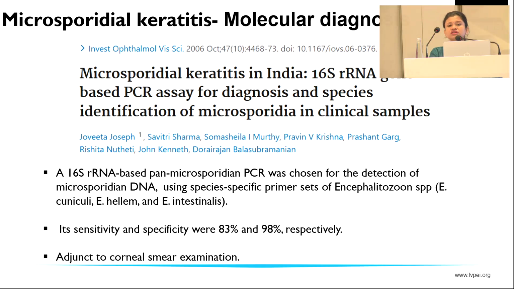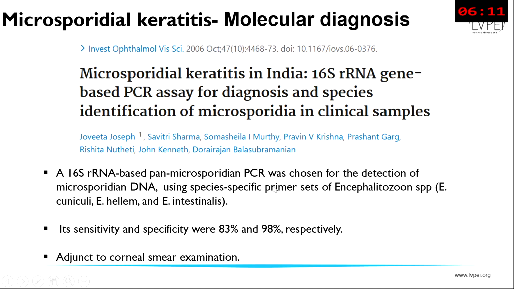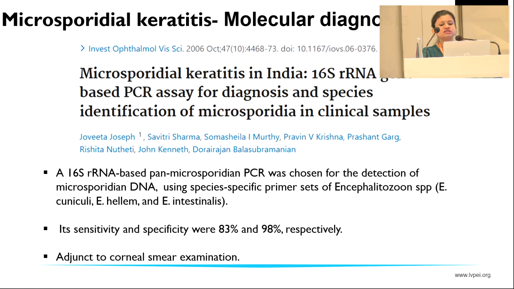Then coming to the molecular diagnosis, our group has reported a 16S rRNA-based pan-microsporidian PCR, which is a specific primer set for Encephalitozoon species, that is cuniculi, hellem, and intestinalis. It has a sensitivity of 83% and specificity of 98% and can act as an adjunct to the corneal smear examination.